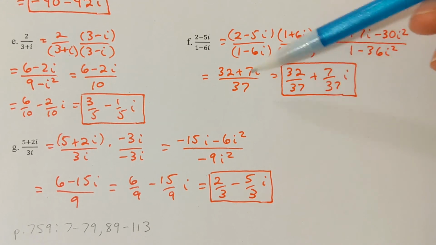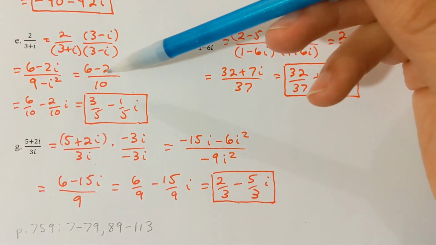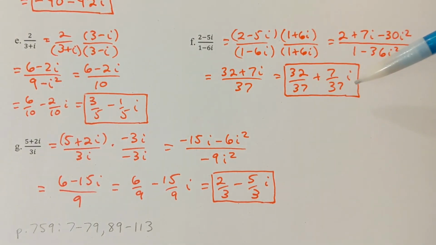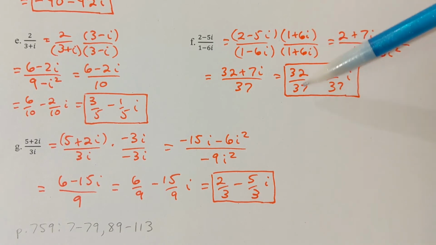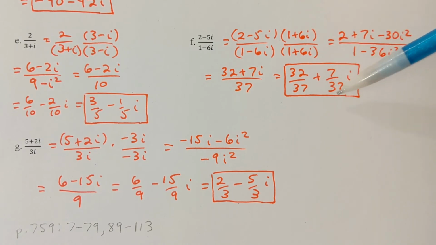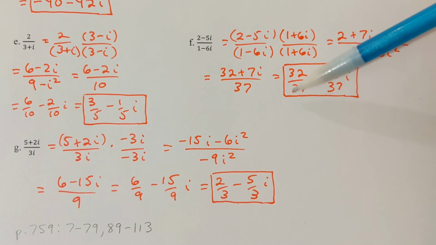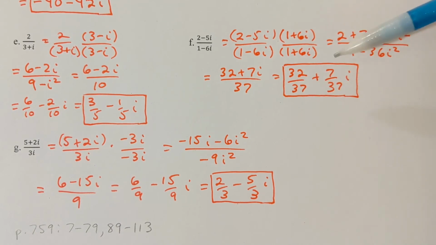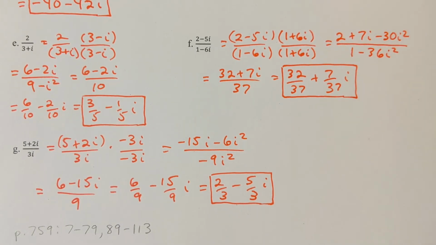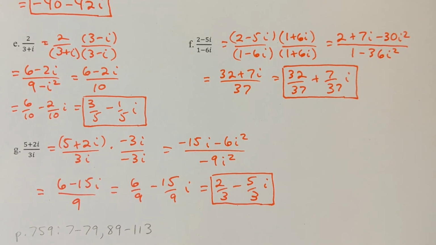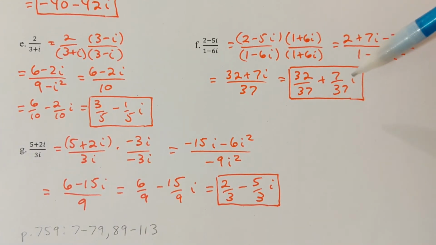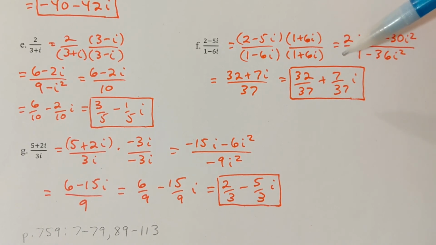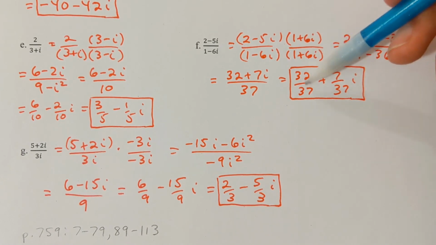Let me do kind of like what you saw over here. Let me go ahead and split that into two fractions. 32 37ths plus 7 37ths times I. Now I'm in the form a plus b times I, and that would be the answer. Of course, it should go without saying at this point, but everything should be in exact form. We don't need to use a calculator. We don't want to do anything with rounding decimals in these problems, right? Keep it in an exact form.